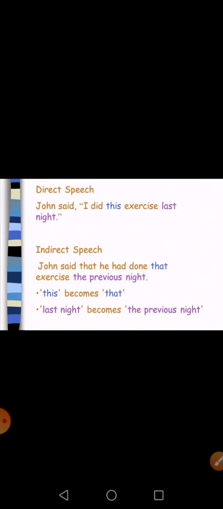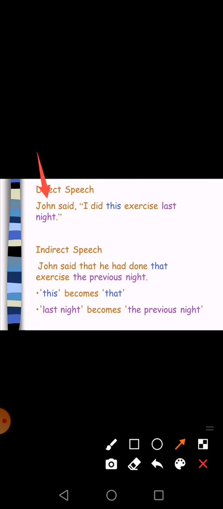One more example. John said I did this exercise last night. Now here you can see John said. It is reporting. And this one, enclosed in inverted commas, is reported. John said, check the tense, past tense. I did this exercise last night. Did, again past tense. Now both reporting and reported of the direct speech are in past tense. So we will change this simple past tense into past perfect tense.